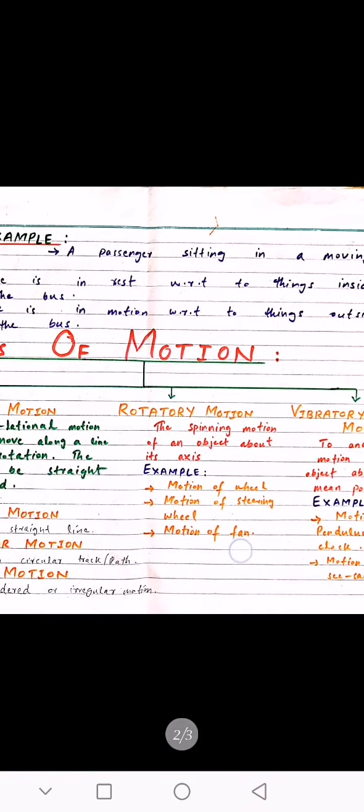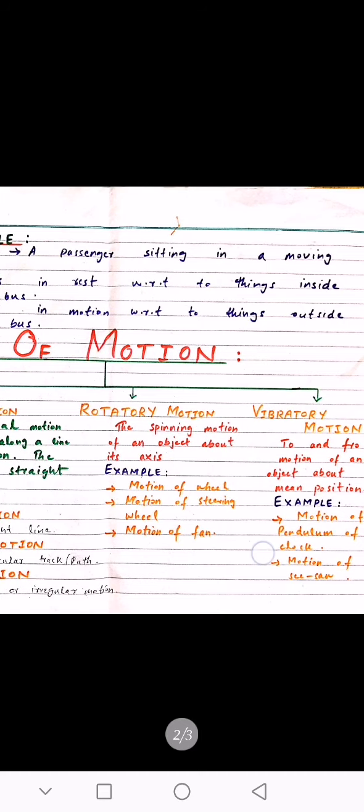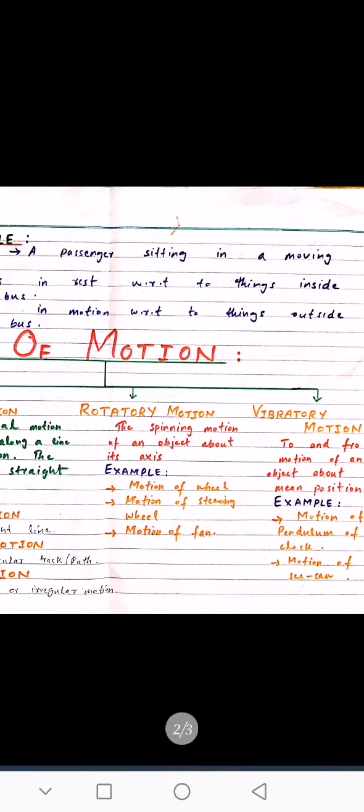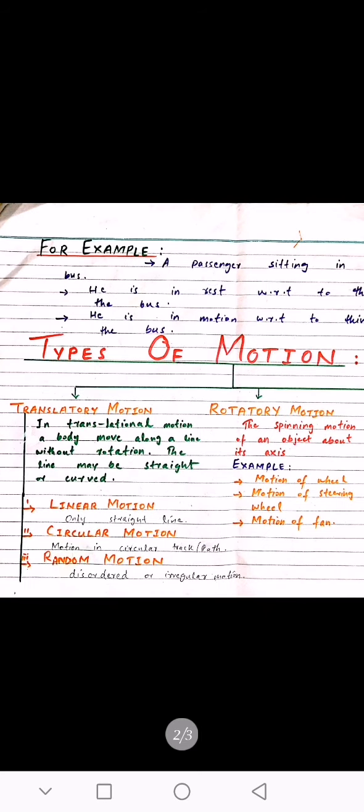The next type of motion is the rotatory motion. The rotatory motion can be defined as the spinning motion of an object about its axis. Circular and rotatory motion are two different types of motion. In rotatory motion, the objects move in a circular path but about a fixed axis. Objects move in a circle of constant radii in case of rotatory motion, and in case of circular motion, the object moves in a circle of variable radii.